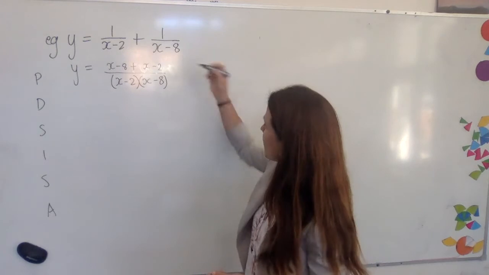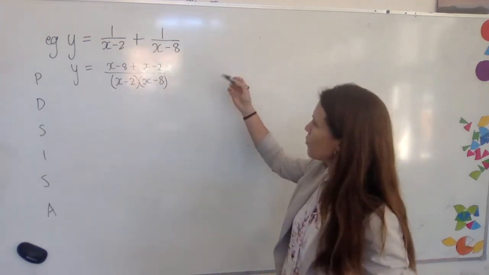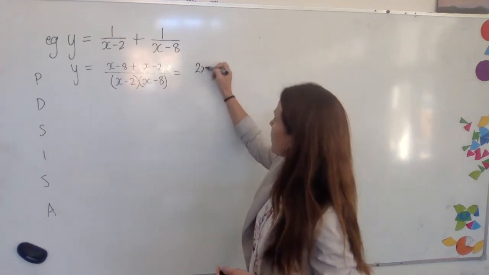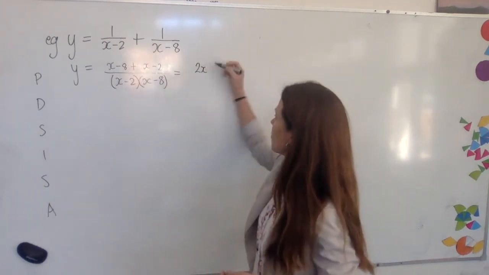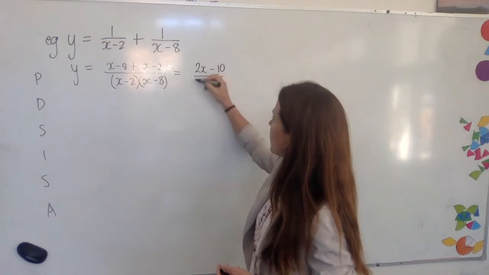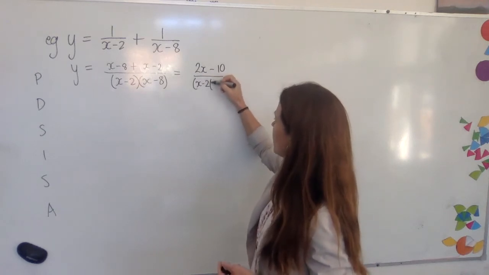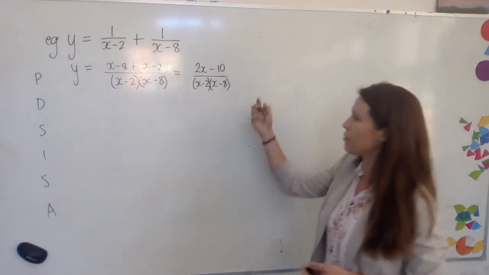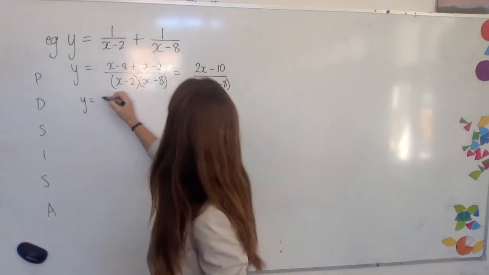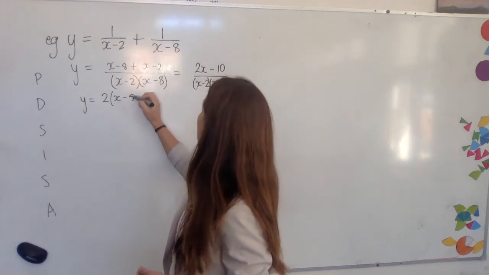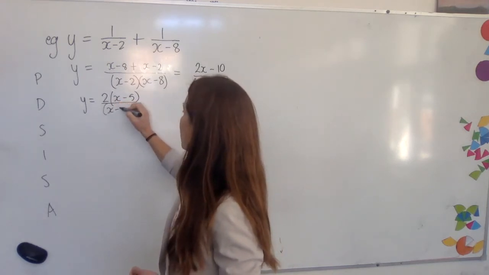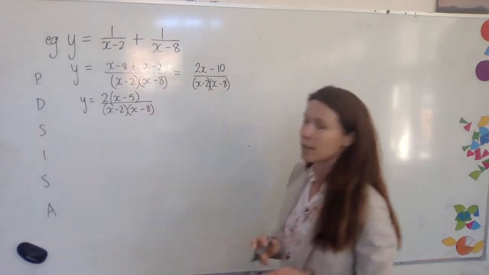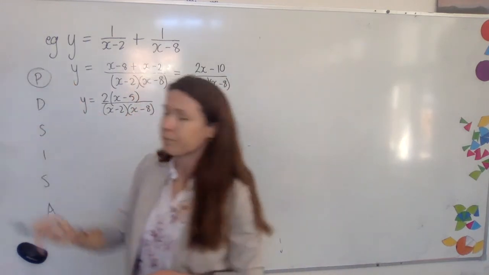All right, tidying up now. I might just keep working across to give myself some more space. y is equal to x plus x is 2x, and minus 8 minus 2 is minus 10, over x minus 2, x minus 8. And I could even factorise the top if I wanted to. I'll work down here and say that's 2, over x minus 5, over x minus 2 multiplied by x minus 8. Okay, so I have now prepared my function.